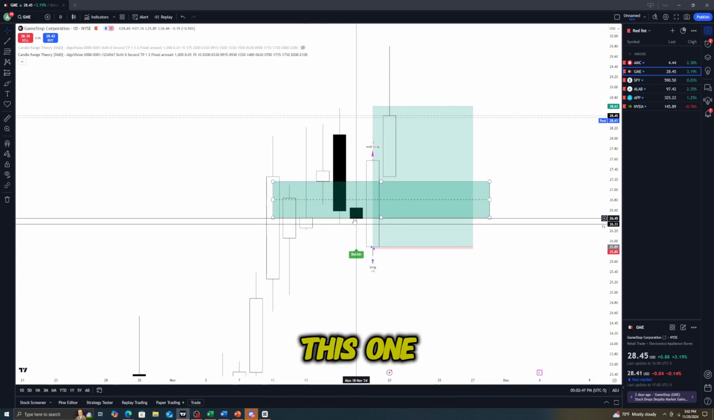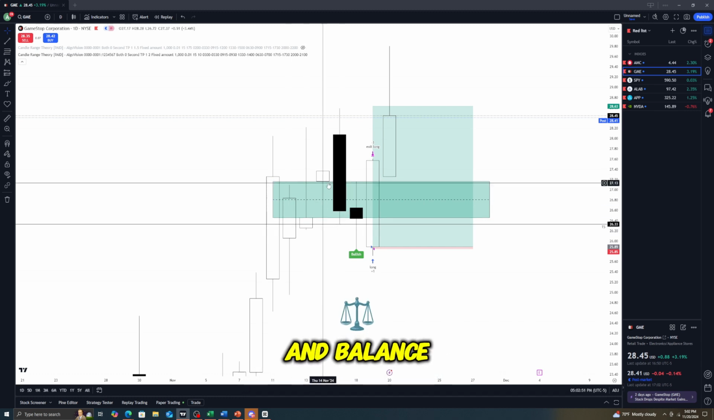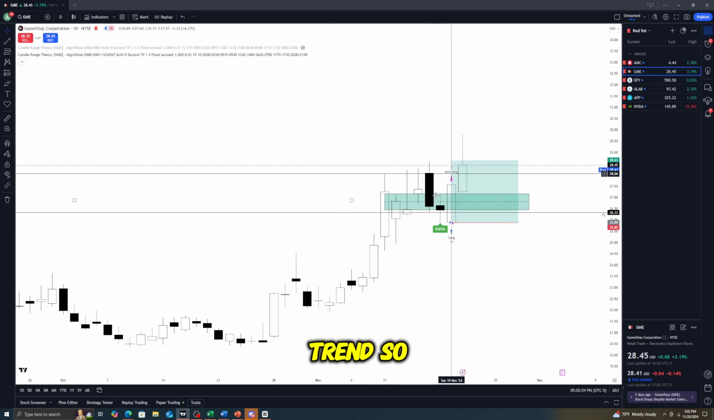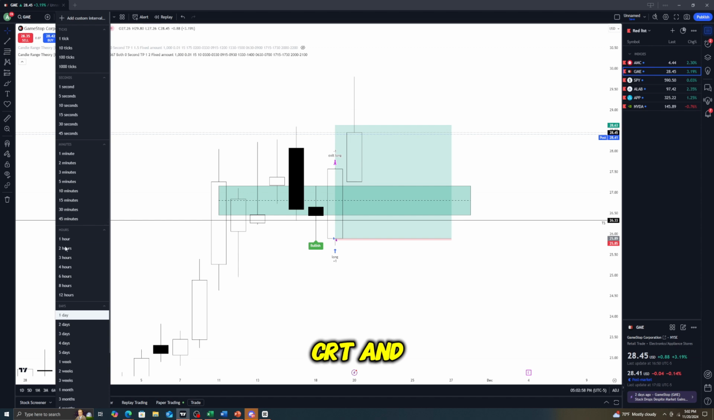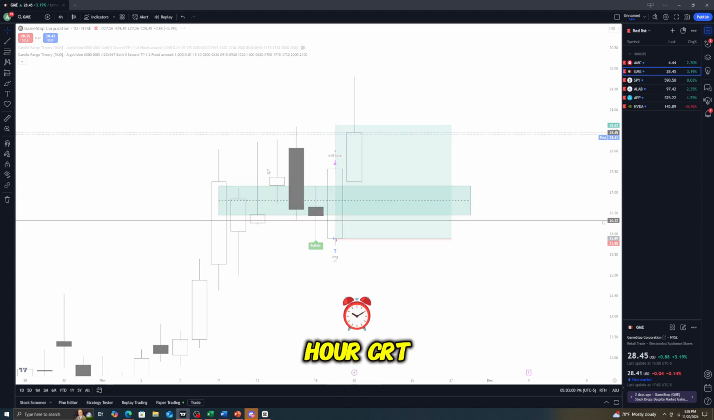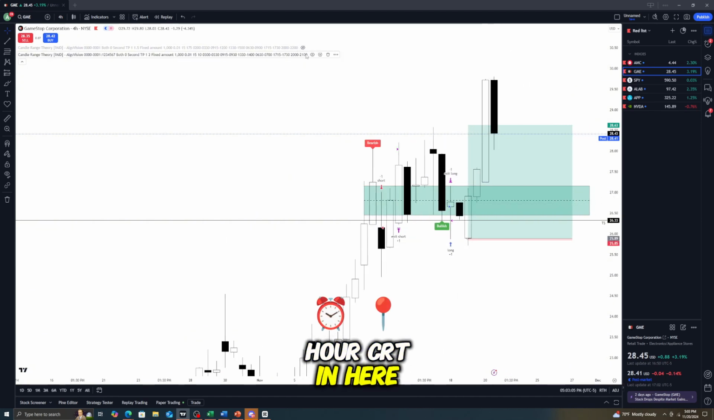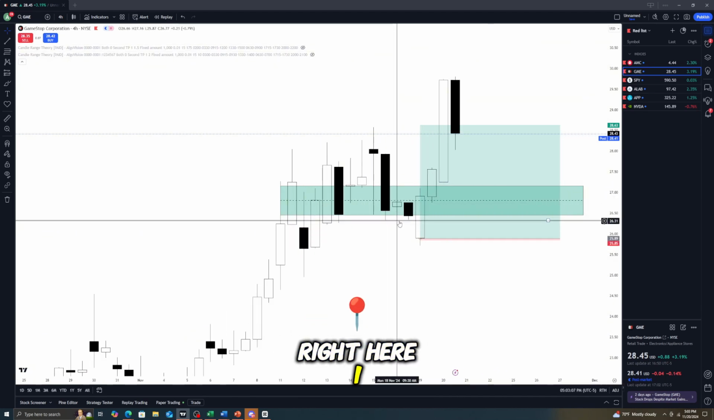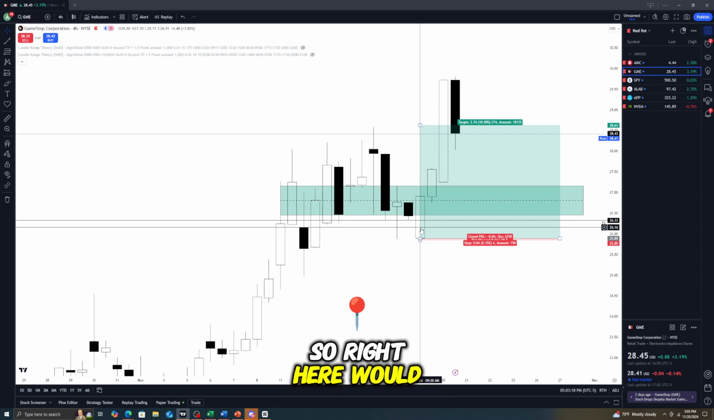See how these candles, this one barely closed below, this one respected that low of that volume imbalance. You have a bullish trend, so bullish move up. You had the daily CRT and a 4-hour CRT. Once it loads, you had a 4-hour CRT in here, right here, 1, 2. Enter off the third candle. So your entry could have been in here if you wanted to take this lower time frame CRT, but however, the daily did not confirm before the close of this candle. So right here would have been the entry candle.